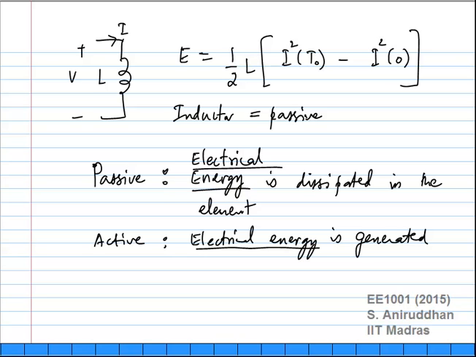During a certain period of time, when you are trying to set up the magnetic field, if you have a positive di by dt, energy is stored in the magnetic field. The inductor absorbs electrical energy from the rest of the network to set up the magnetic field and stores the energy in that form. It can also give it back to the rest of the circuit and get discharged. That is the point, and the same holds true for the capacitor. Any questions?